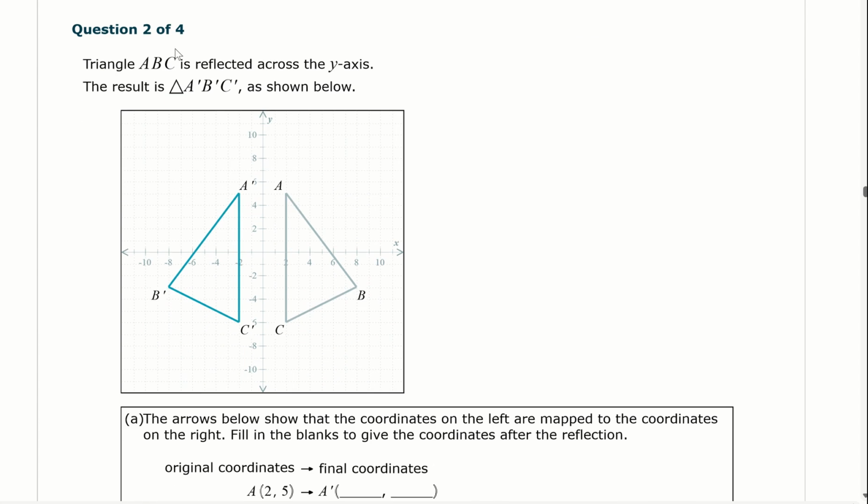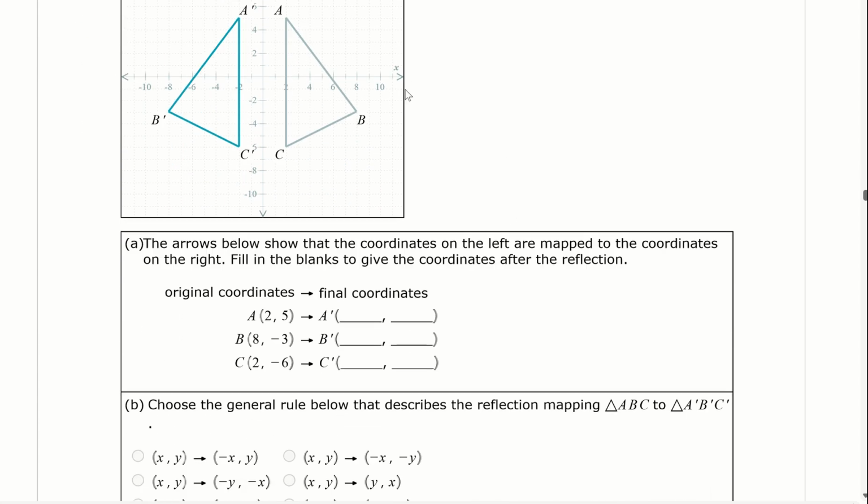This time we're reflecting across the y-axis. So let's write down what the coordinates are. A prime is negative 2, 5. B prime is negative 8, negative 3. And finally, we got C prime, negative 2, negative 6.